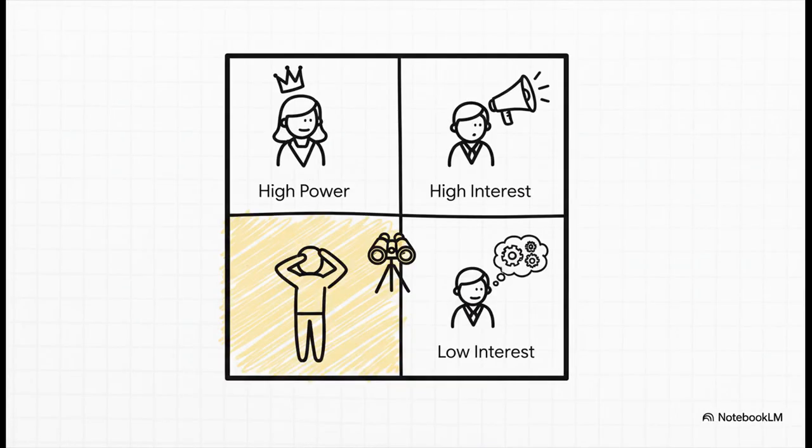And finally, we have the apathetics. These folks have very little power and very little interest in your project. So your strategy here is super simple. Monitor them. They need minimal effort from you, which frees up your time and energy to focus on those other three groups where you can have a much bigger impact.